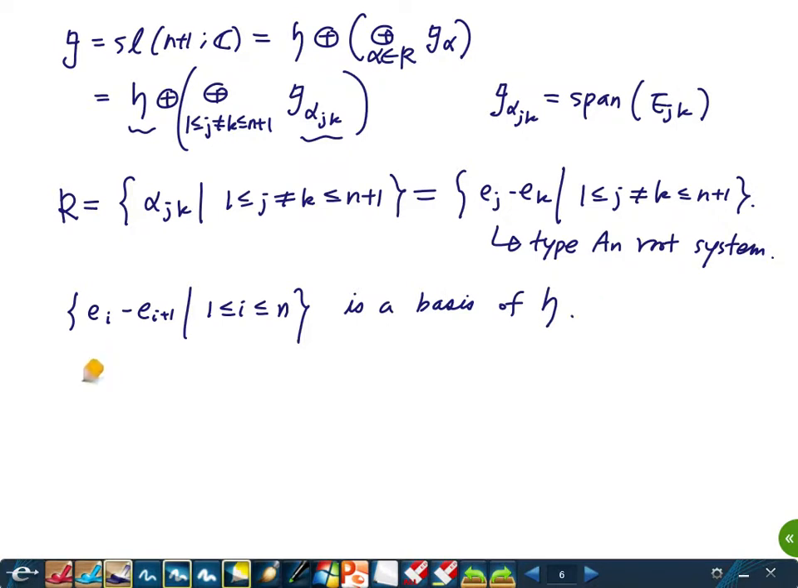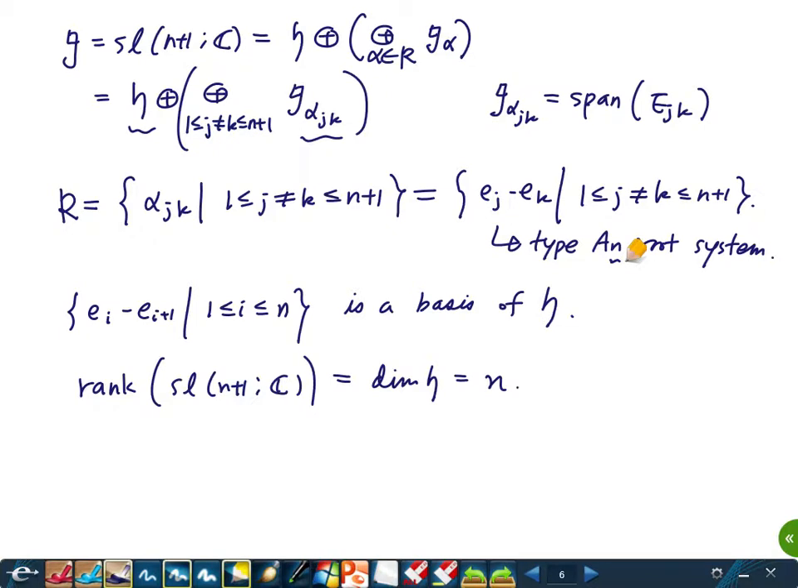And notice that ei minus e(i+1), for i from 1 to n, is a basis of H. So I told you already, the rank of sl_(n+1)(C) is defined to be the dimension of H, which is n. So the rank is n. That's why it's type A_n instead of type A_(n+1). Alright, so we found the whole root space decomposition. So yeah, we are pretty happy now.